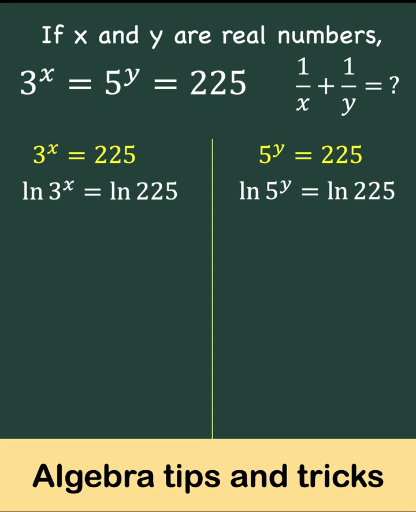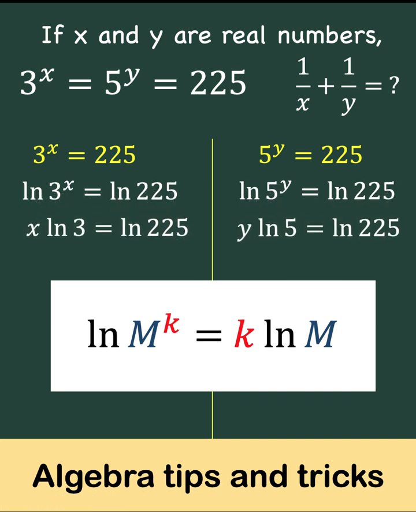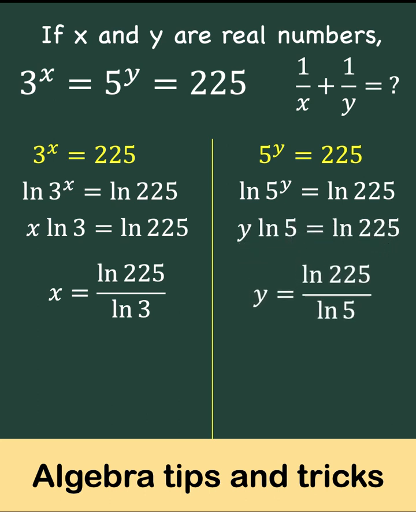Now let's recall some properties of logarithm. If we have ln of m raised to k, we can rewrite this as the exponent appended to ln of m. And therefore here, we can write this x at the front of ln to arrive at x ln 3. The same here, the exponent y is now written at the front. So we have y ln of 5 equals ln of 225. Now let's solve the left equation for x to arrive at x equals ln of 225 over ln of 3. Then at the right, we have y equals ln of 225 over ln 5.